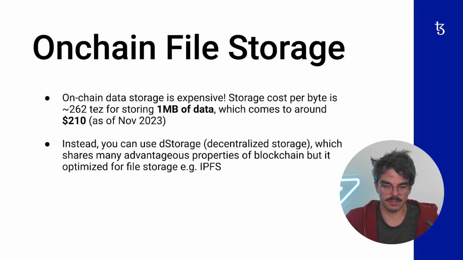So we need a different solution. Instead of storing our data on chain, we can find a different solution that is still distributed and still maintains all the advantages and all of the reasons that we want to have our app decentralized. But instead of it being on the blockchain, it is a separate technology, sometimes called DeStorage, decentralized storage. And the example that we're going to use today is IPFS. There are other decentralized storage solutions, but IPFS is a very common and very popular one.